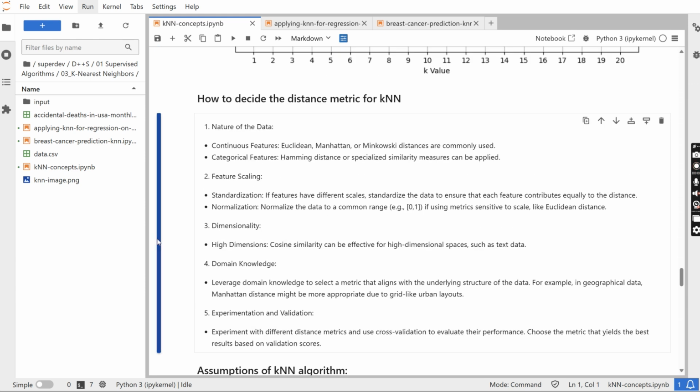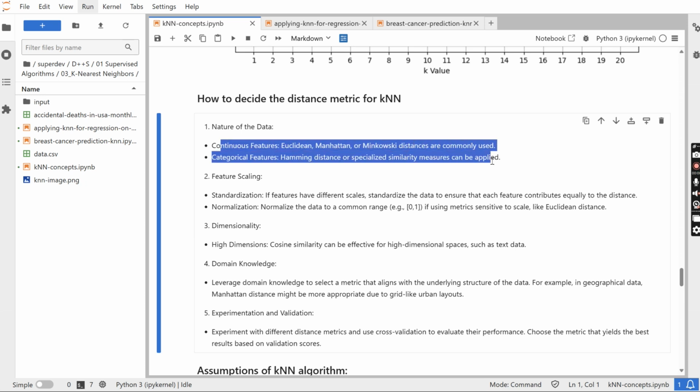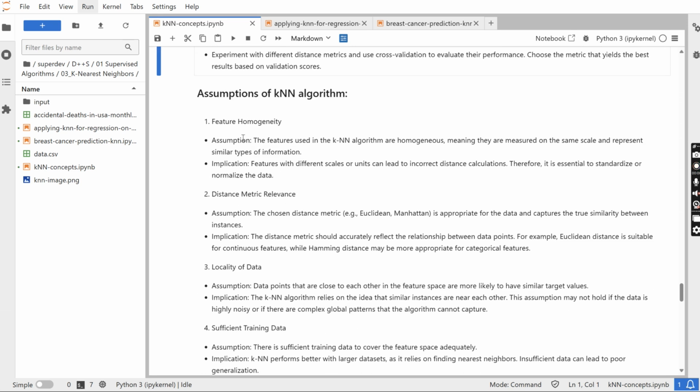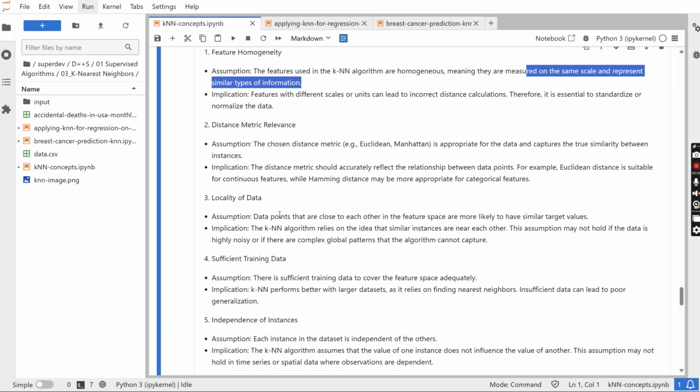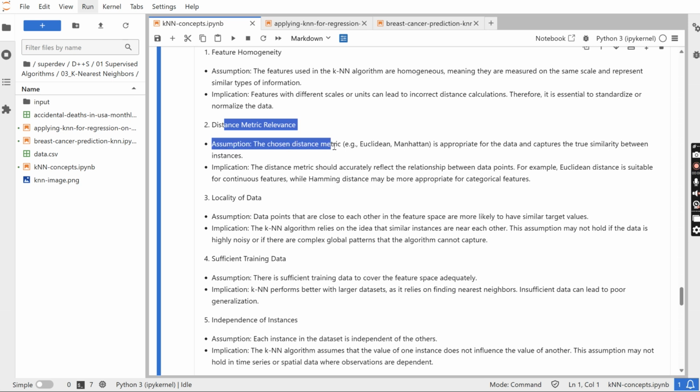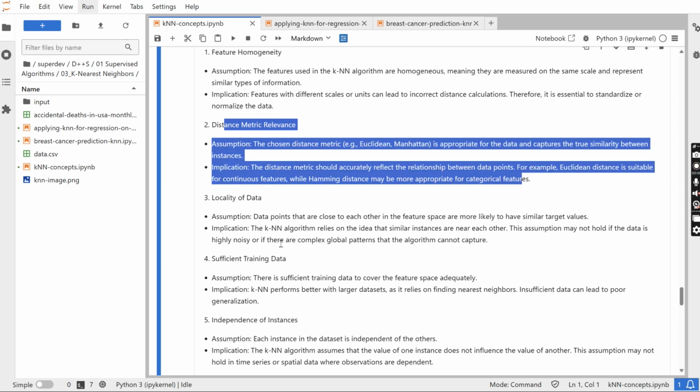For example, feature scaling has to be done, dimensionality has to be lower, because there is the curse of dimensionality here also. And again, for the nature of data, you have to pick the calculation metrics according to the type of data. Data feature homogeneity should be there, which means everything should be on the same scale and represent the same type of data. Two features cannot have different scales. And the distance metric that you choose should be relevant.